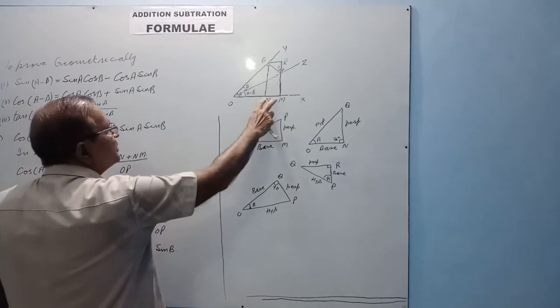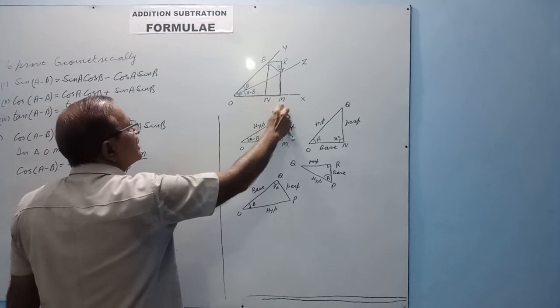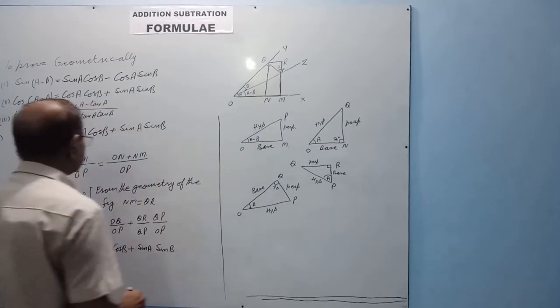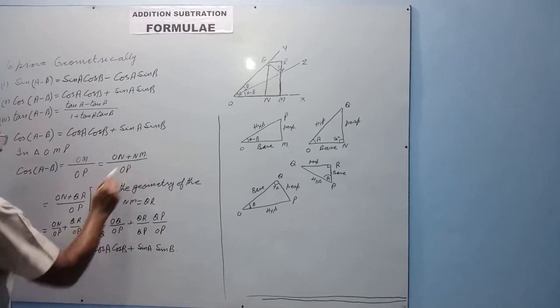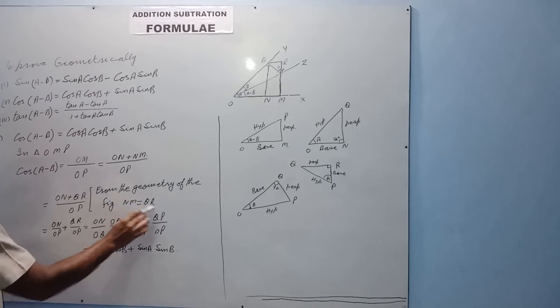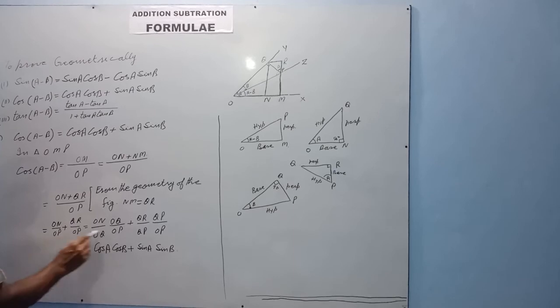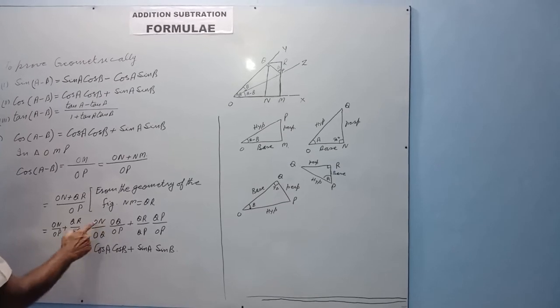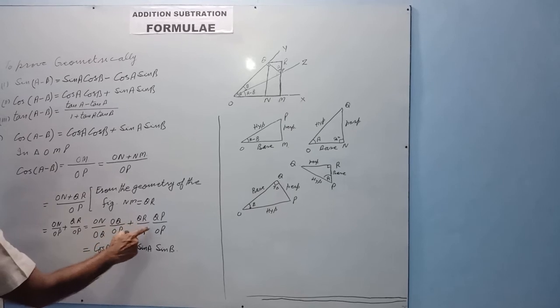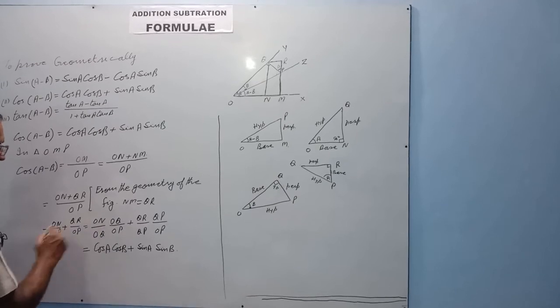You can see NP is not in any triangle, but it is between two parallels. Thus, NP equals QR. For NP, we can put QR. Thus, you can write from the geometry of the figure NP equals QR. Then put this denominator under the two: ON by OP, QR by OP. Here I want to choose what the denominator should be.